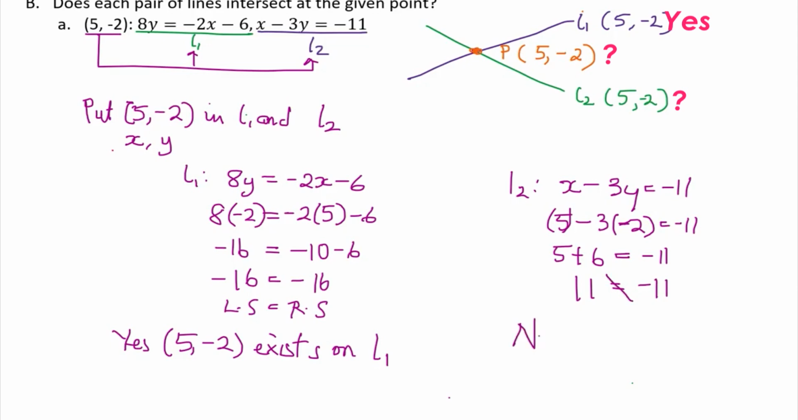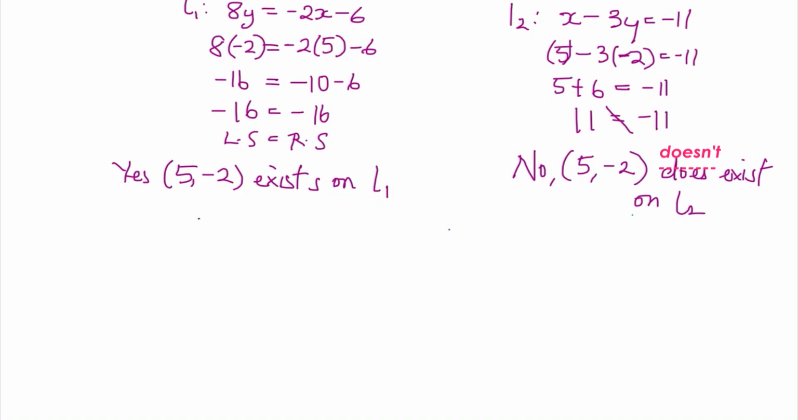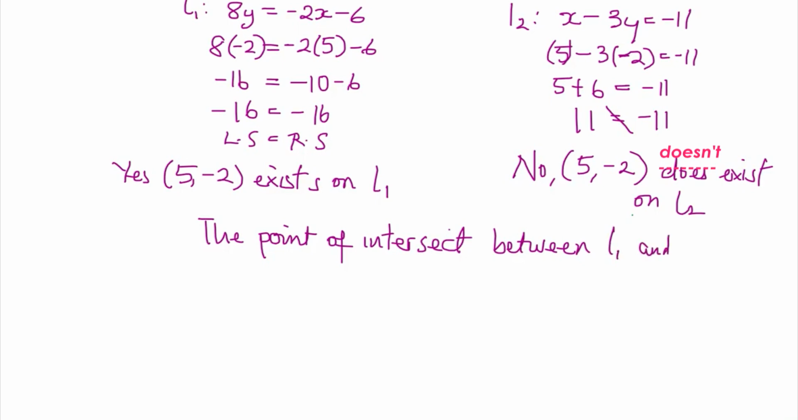So therefore, no, 5 and negative 2 doesn't exist on line 2. So in conclusion, it means that the point of intercept between line 1 and line 2 is not 5 and negative 2. So it is not at that particular location right there.